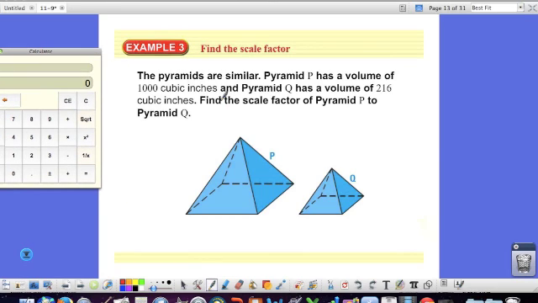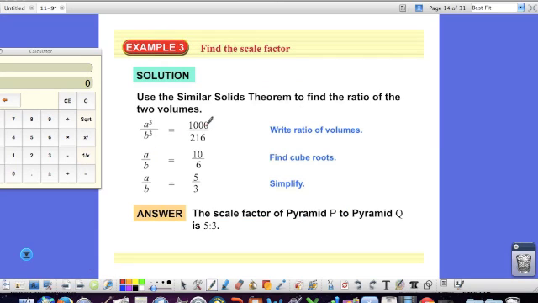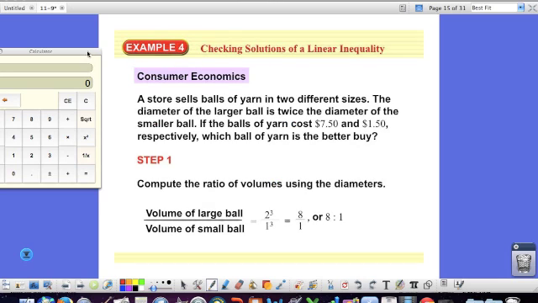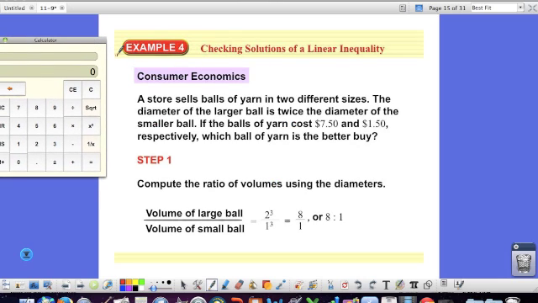Example 3, these pyramids are similar. Pyramid B has a volume of 1,000 cubic inches, and pyramid Q has a volume of 216. Find the scale factor. That's going to be A to the third, B to the third. In this case, both 216 and 1,000 are perfect cubes. 10 over 6, we always simplify, so the scale factor is 5/3.